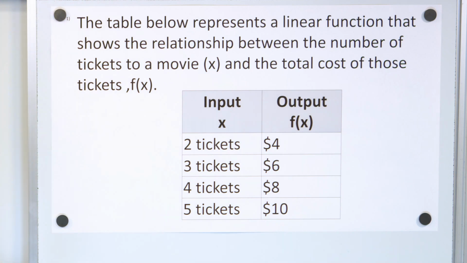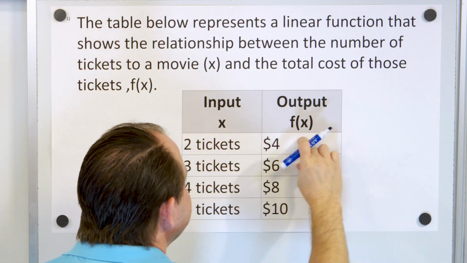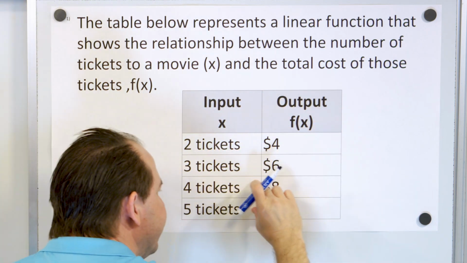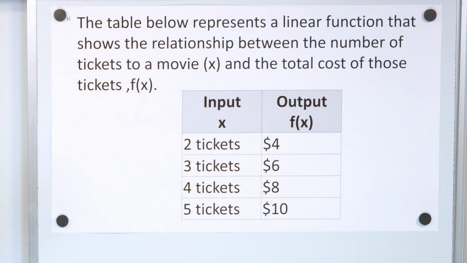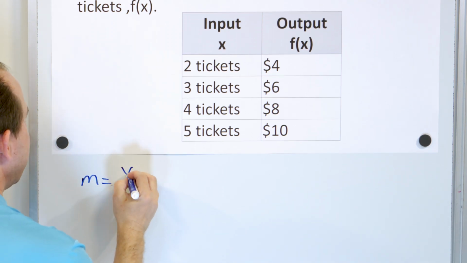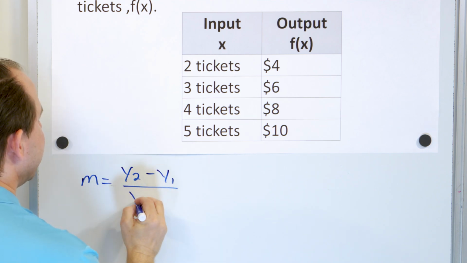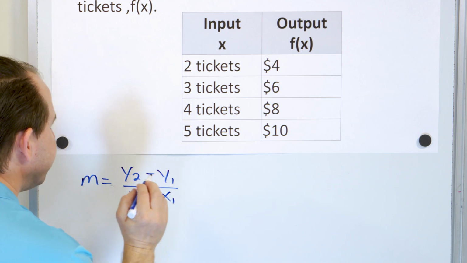So first we want to calculate the slope. Now, we can calculate the slope using any numbers that we want here. It says here it's a linear function, so we already know that if we find the slope using these 2 points, and we find the slope using these 2 points, we're going to get the same slope. So let's just do that and see what we get. Let's remember what the slope formula is. The slope is y2 minus y1 divided by x2 minus x1. We've done this many times before.